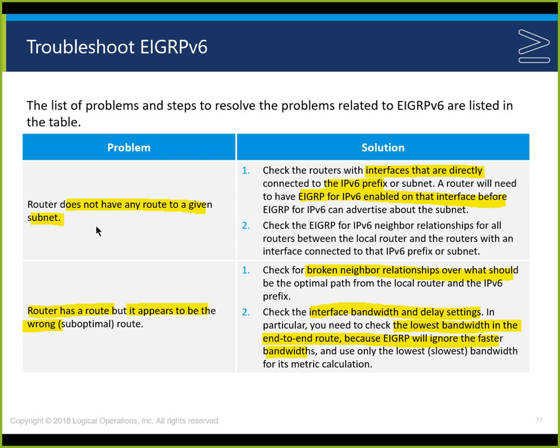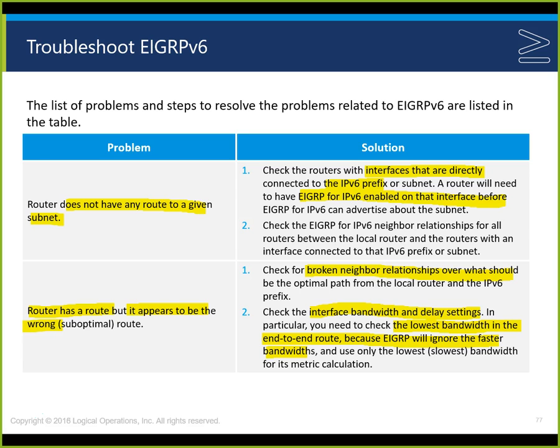EIGRP v6. The router does not have any route to a given subnet. Check the routers' interfaces. The interfaces are directly connected. A router has to have EIGRP IPv6 enabled on an interface before it can advertise that subnet.